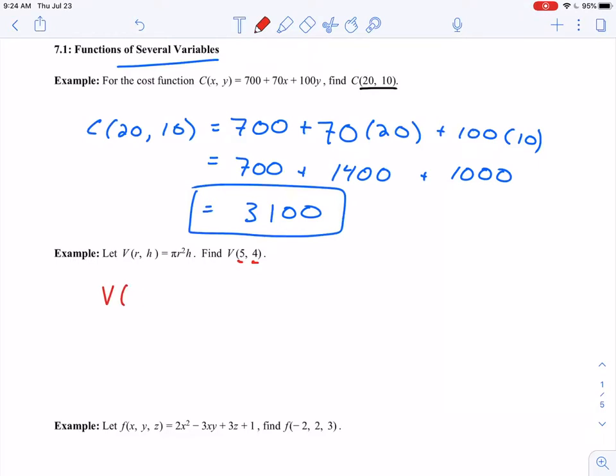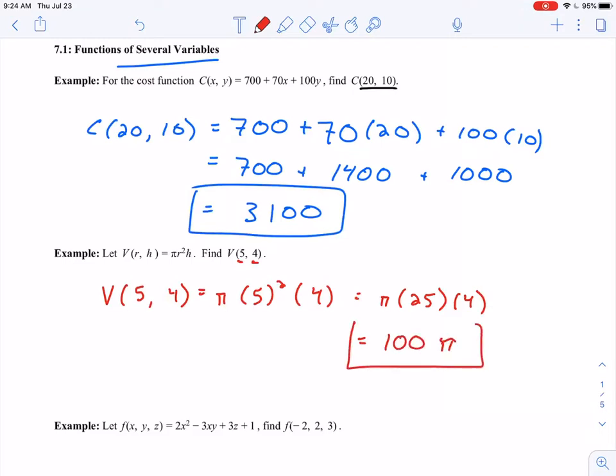So V of 5 comma 4 equals pi times r. R, we said that's 5, so 5 squared times h is 4. So here I have pi times 25 times 4, which would be 100 pi. And you could, of course, go get a decimal approximation if you wanted to, but I'm going to leave my answer in terms of pi.